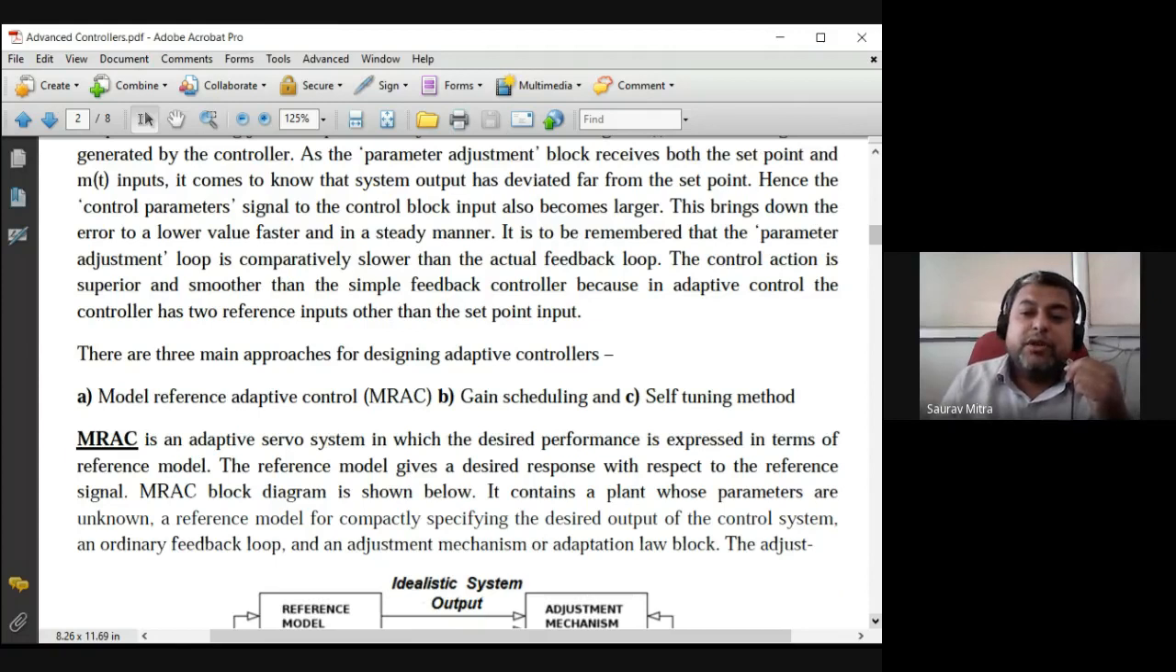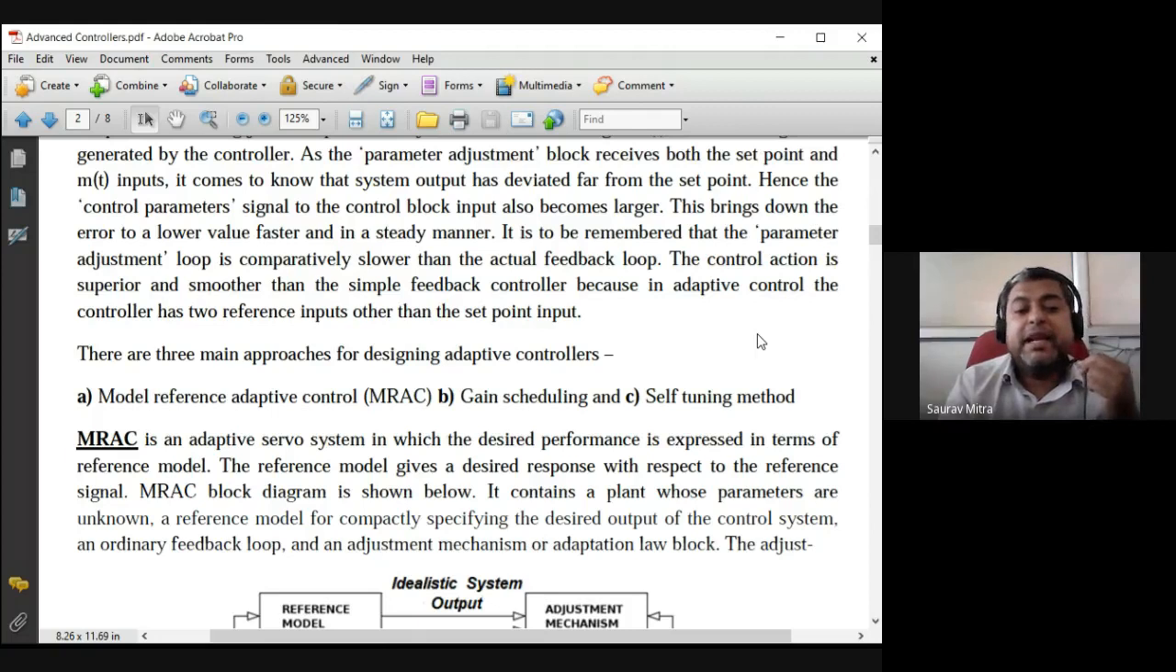In that case, the top block is actually a little slower than the bottom block. It is to be remembered that the parameter adjustment loop is comparatively slower than the actual feedback loop. The control action is superior and smoother than the simple feedback control because in adaptive control, the controller has two inputs: the reference input and the set point input.